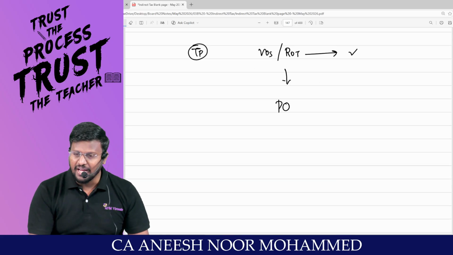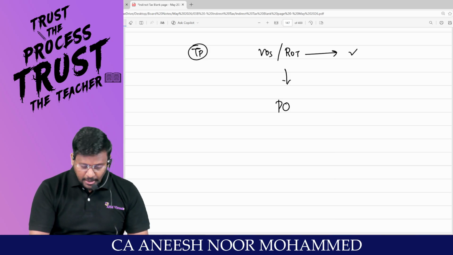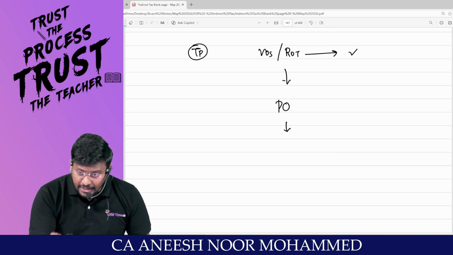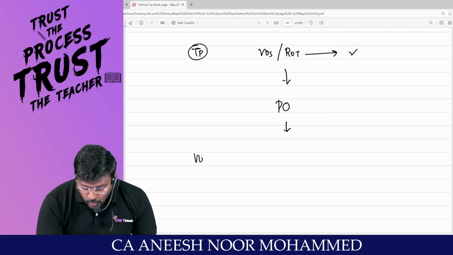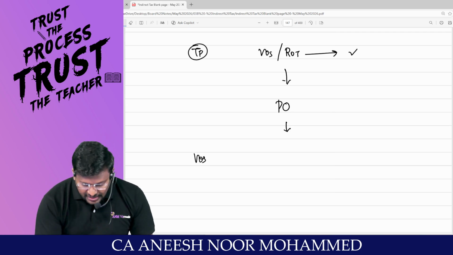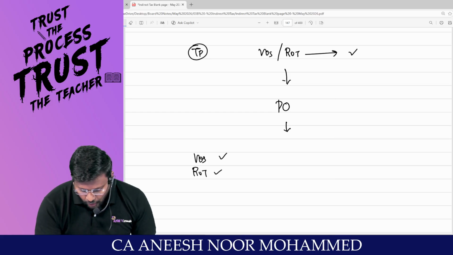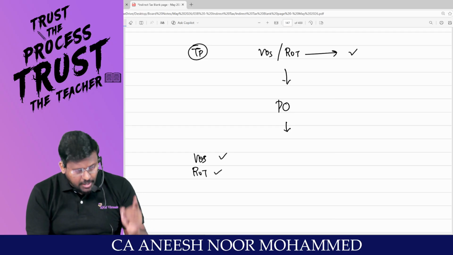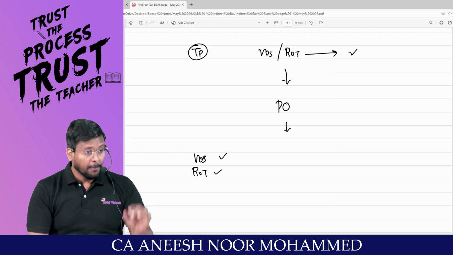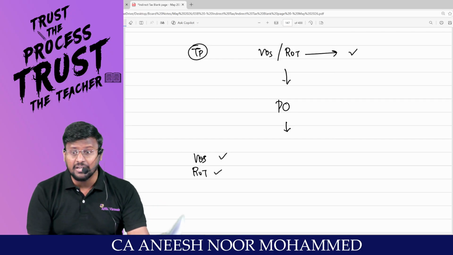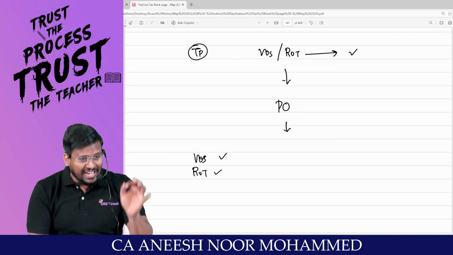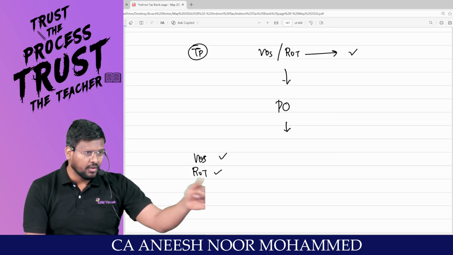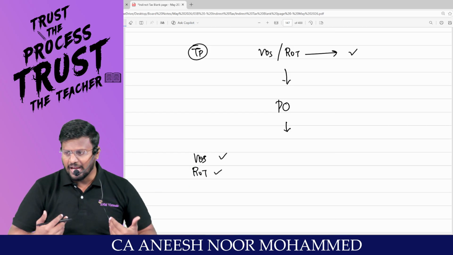Now I will go and ask the proper officer. Then the proper officer, immediately PO will say that this will be the value of supply, and this will be the rate of tax. Immediately the proper officer will say. Why is the proper officer saying immediately? Because my time limit to file the return is running. The current month return should be filed within next month 20th, or I'll be having a due date.